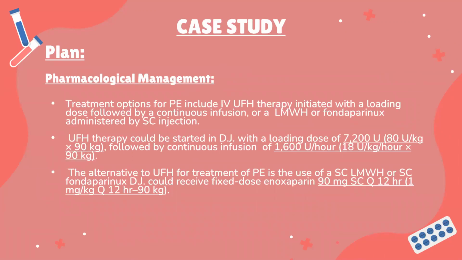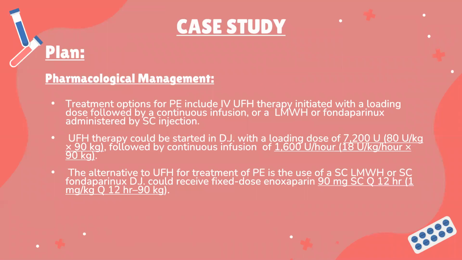So the pharmacological management for pulmonary embolism can be IV unfractionated heparin, or it can be low molecular weight heparin or fondaparinux, both administered by subcutaneous injection. The reason we are using subcutaneous injection is because fondaparinux is well absorbed from the skin and it has good bioavailability there. Unfractionated heparin therapy can be started with a loading dose of 7,200 units according to the body weight, followed by continuous infusion of 1,600 units per hour.